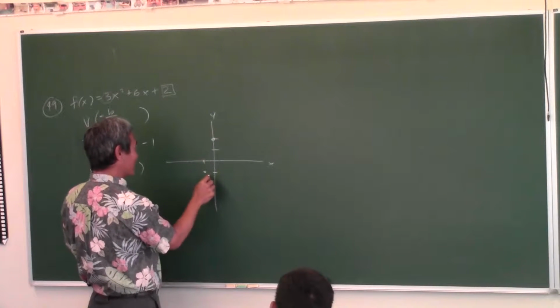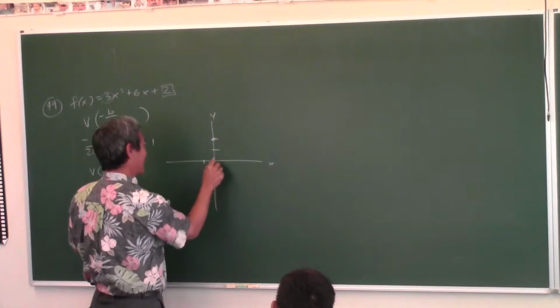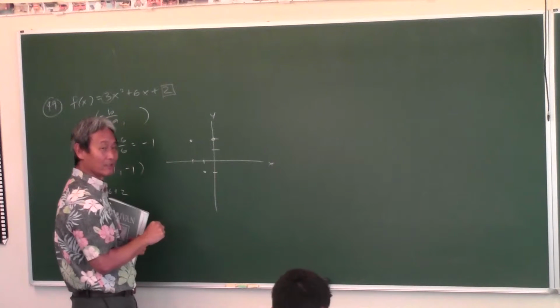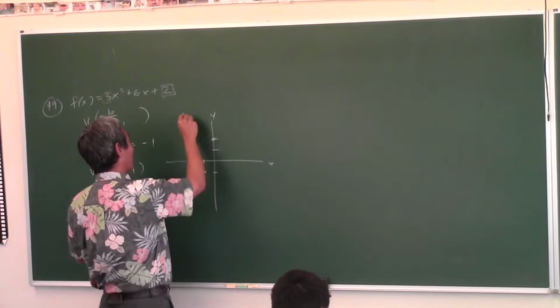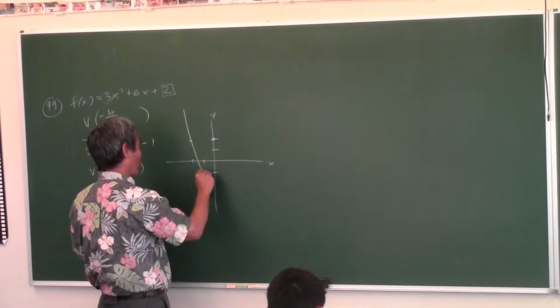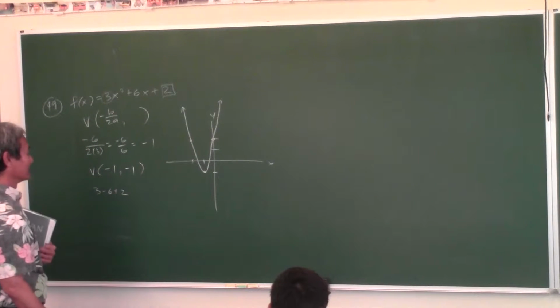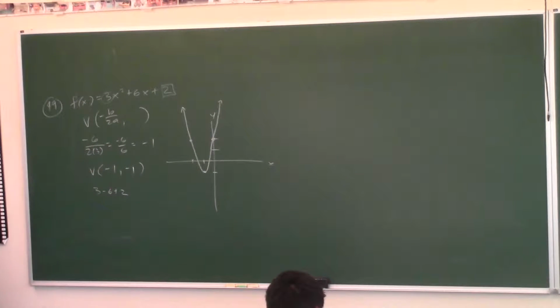And since we have symmetry, if I go 1 to the right and I'm up there, if I go 1 to the left, I should be up there as well, right? So here is your parabola. Like that. It's kind of ugly, but good enough.